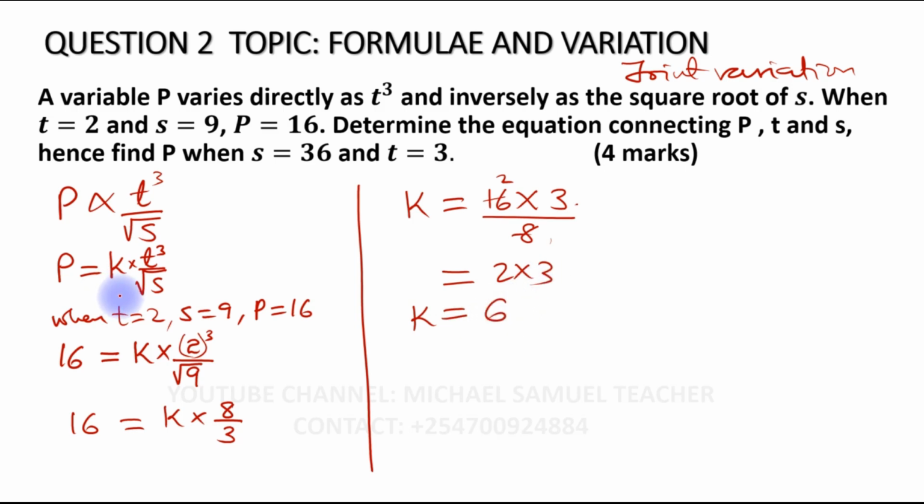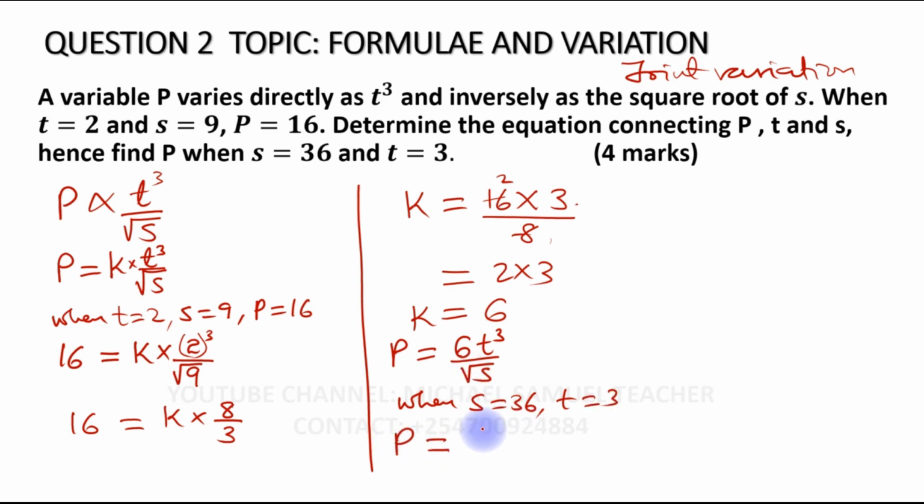Now the equation connecting p, t and s will be p is equal to 6 t raised to 3 all over square root of s. So this is the equation connecting the three variables p, t and s. Therefore, now we have been given, we find p when s is equal to 36 and t is equal to 3. So what will be the value of p?